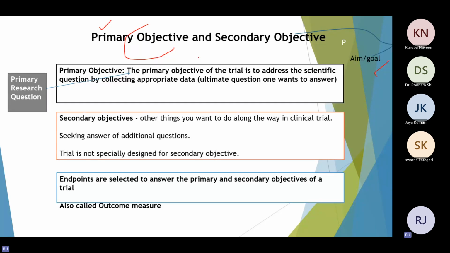Okay, so the standard definition of primary objective is: the primary objective of the trial is to address the scientific question by collecting appropriate data, or the ultimate question that one wants to answer. Okay, don't worry, we'll see these two things with the help of examples. It will be clear to you. And secondary objective is the other thing you want to do along the way in the clinical trial, apart from the main goal. Your second goal is your secondary objective.